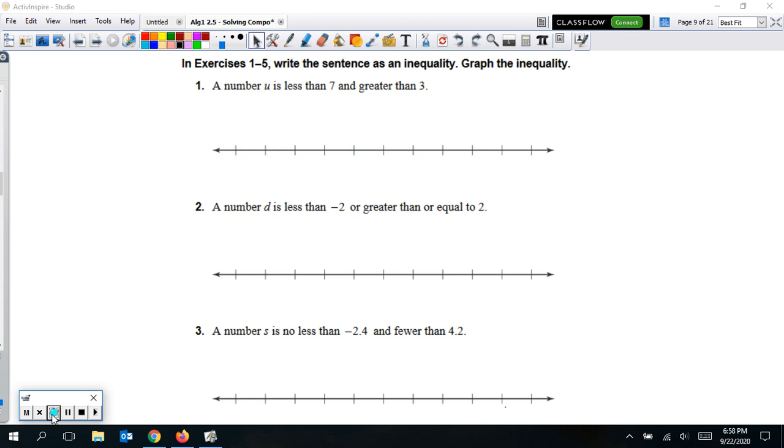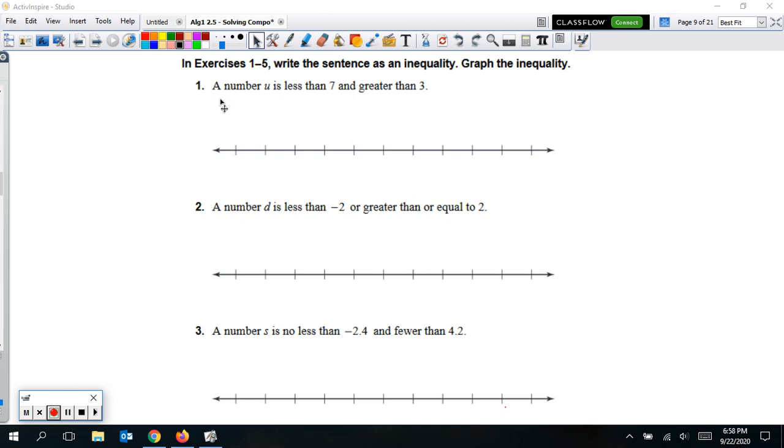Okay, so problems 1 through 3 on the extra practice page of your notes, that's what we're going to look at on this slide right here. This is also for 1 through 5, but we'll just look at 1 through 3 first. We're going to write the sentence as an inequality, and then graph the inequality on the number line. So from the statement here, we're going to write out a compound inequality, using the variable that it gives us.